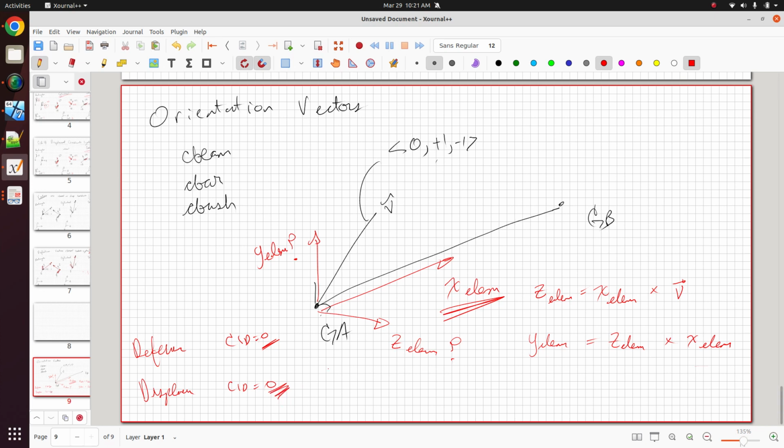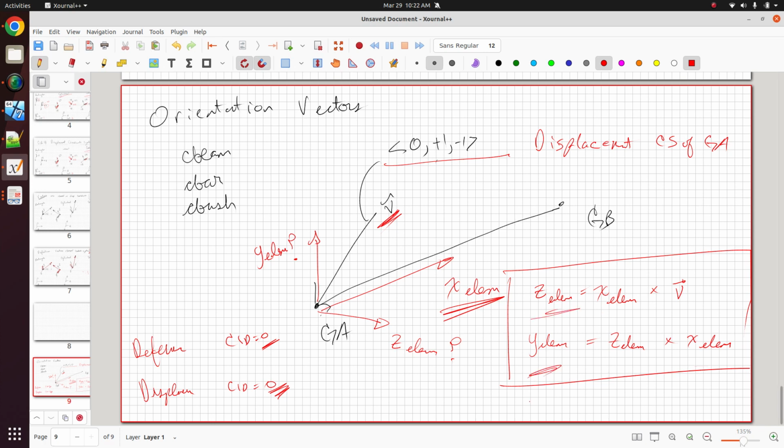I think once you're in the spherical or displacement coordinate systems, things get a little complicated. So let me quickly summarize this. Number one, your orientation vector is defined in the displacement coordinate system CD of GA. And then you do the cross product to get the different axes for that element coordinate system. So this is how you would use the orientation vector.